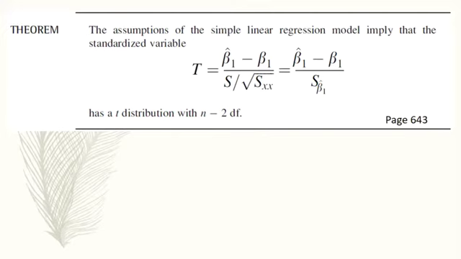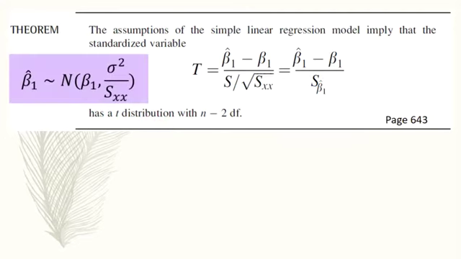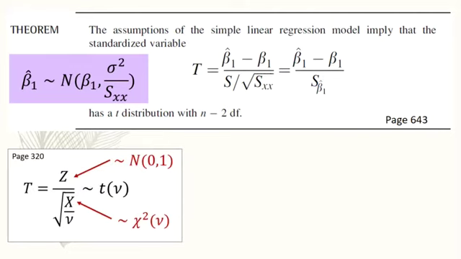So let's start off with this theorem before we look at the confidence interval. In this theorem, it is just telling you that if you have t that looks like this, then this follows a t distribution with n minus 2 degrees of freedom. So let's see how they get this so you can see where it comes from. Remember in our previous slide, we said that beta hat 1 follows a normal distribution with these parameters. So let's just do a quick recap.